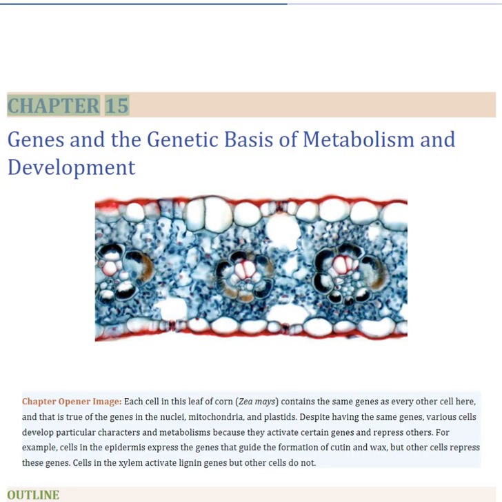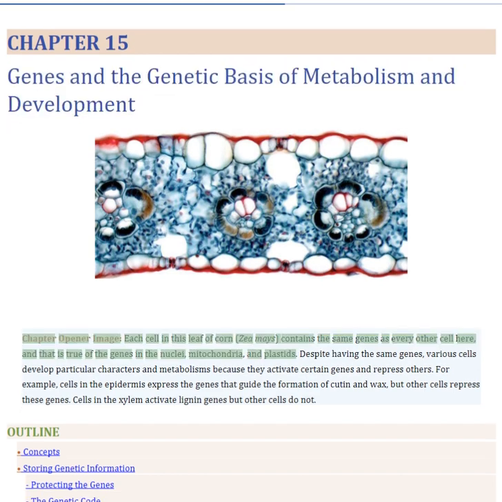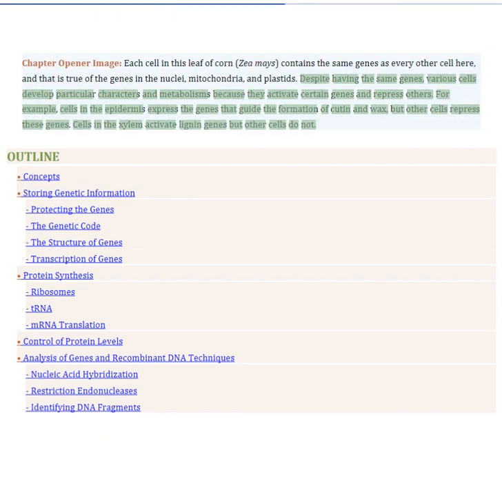Chapter 15. Genes and the Genetic Basis of Metabolism and Development. Chapter opener image: each cell in this leaf of corn contains the same genes as every other cell here, and that is true of the genes in the nuclei, mitochondria, and plastids. Despite having the same genes, various cells develop particular characters and metabolisms because they activate certain genes and repress others. For example, cells in the epidermis express the genes that guide the formation of cutin and wax, but other cells repress these genes. Cells in the xylem activate lignin genes, but other cells do not.